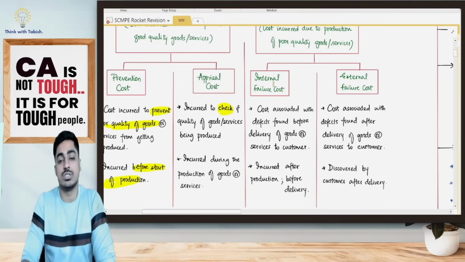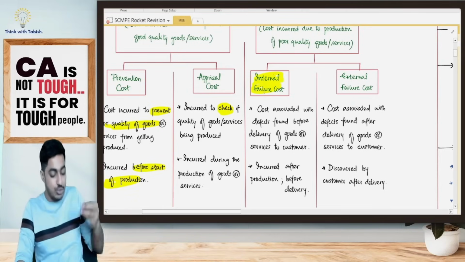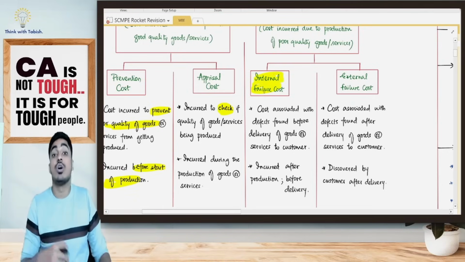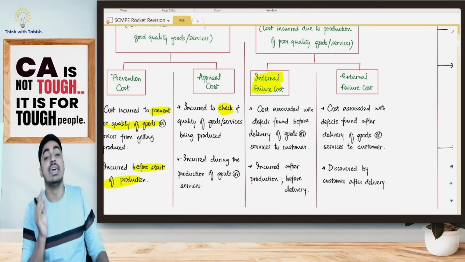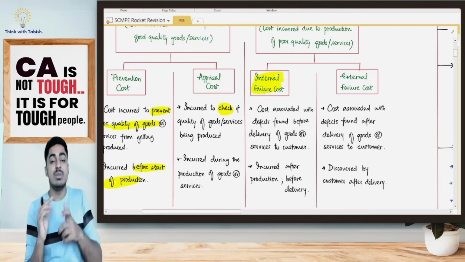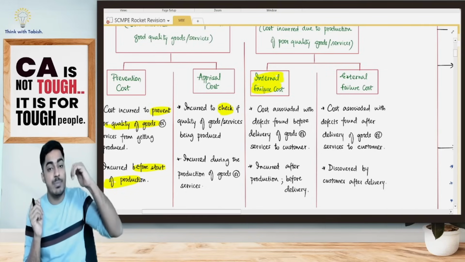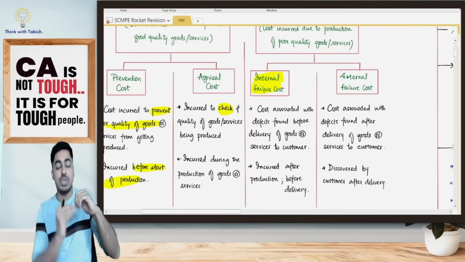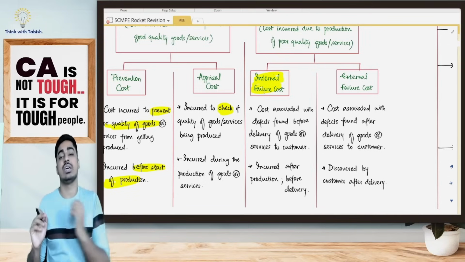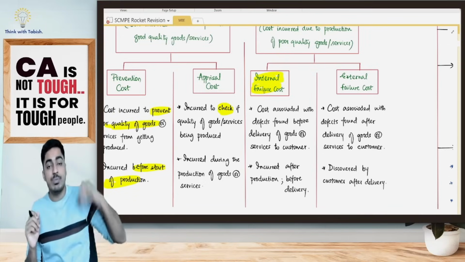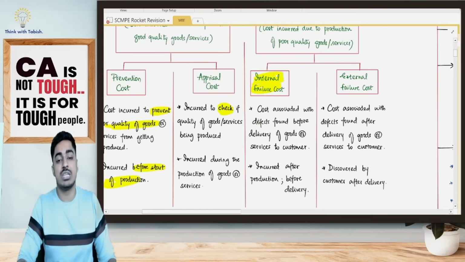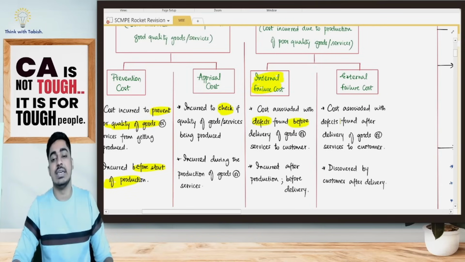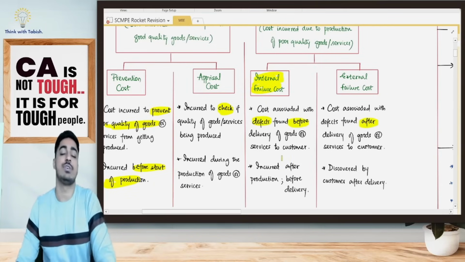Now, internal failure cost. Cost of good quality is incurred to produce good quality goods or services. Cost of poor quality is a cost incurred because we produce poor quality goods or services. Internal failure cost, the term itself is telling, defects have been produced, but before they are delivered to customer, I'm incurring the cost. External failure cost, defects have been produced, and after they are delivered to customer, I'm incurring the cost. So cost associated with defects which are found before the goods are delivered to customer. Yes, this is after the goods are delivered to customer.